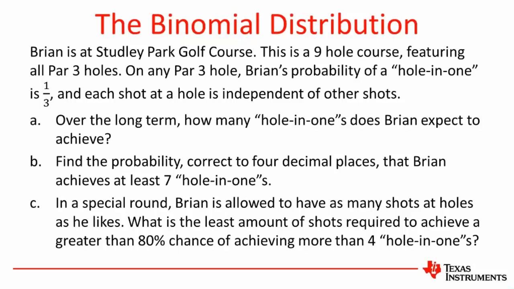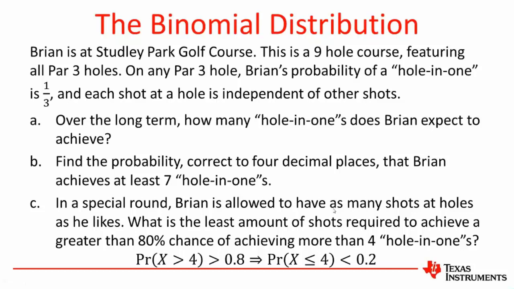That's right. So we want the least amount of shots that Brian is required to have a shot at, in order to achieve a greater than 80% chance of achieving more than 4 hole-in-ones. Now, if you write that as a probability statement, it's actually P(X greater than 4) is greater than 0.8 or 80%. The thing is with this particular command, this is actually a version 4.4 command.